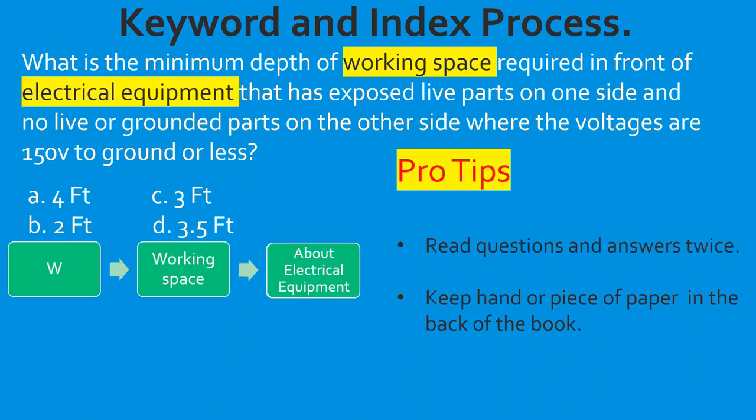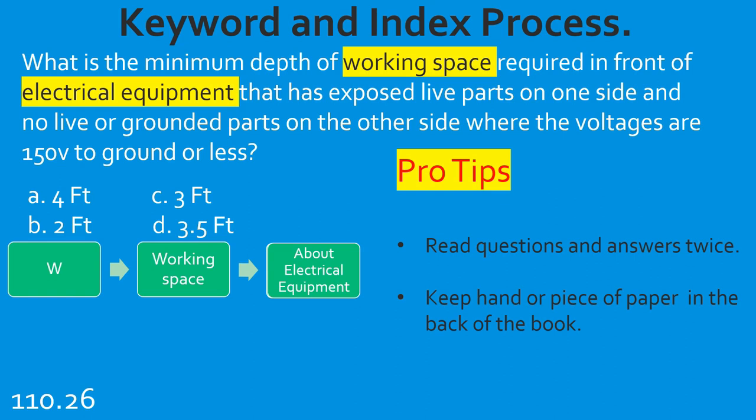All right, so we went from W to working space to about electrical equipment. Now we have our first code section reference. So we're going to flip to 110.26. Now you may have to pause the video to be able to keep up. I'll wait for you. After you get to 110.26, you're starting to feel the pain of not having any tabs. Don't worry, we're getting ready to tab our codebook here in just a few minutes.